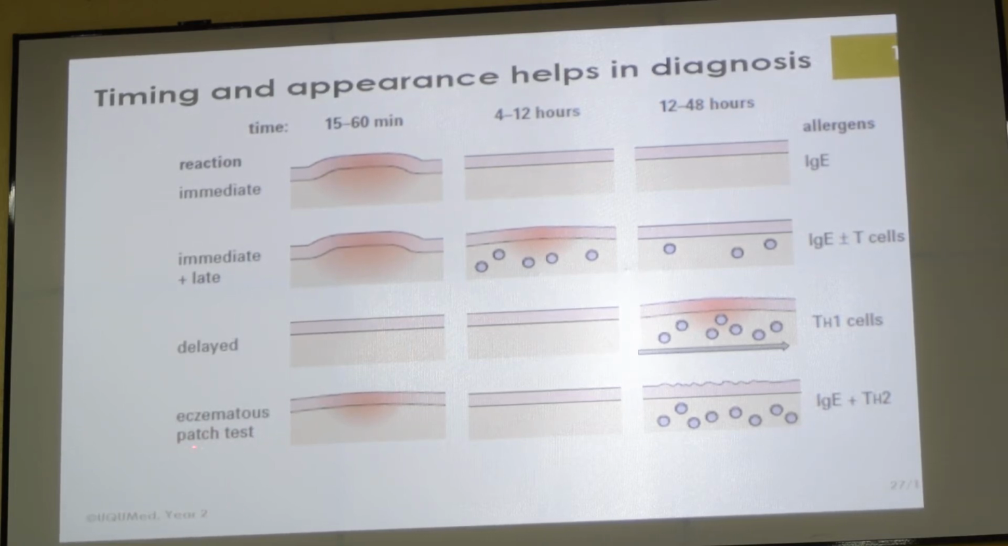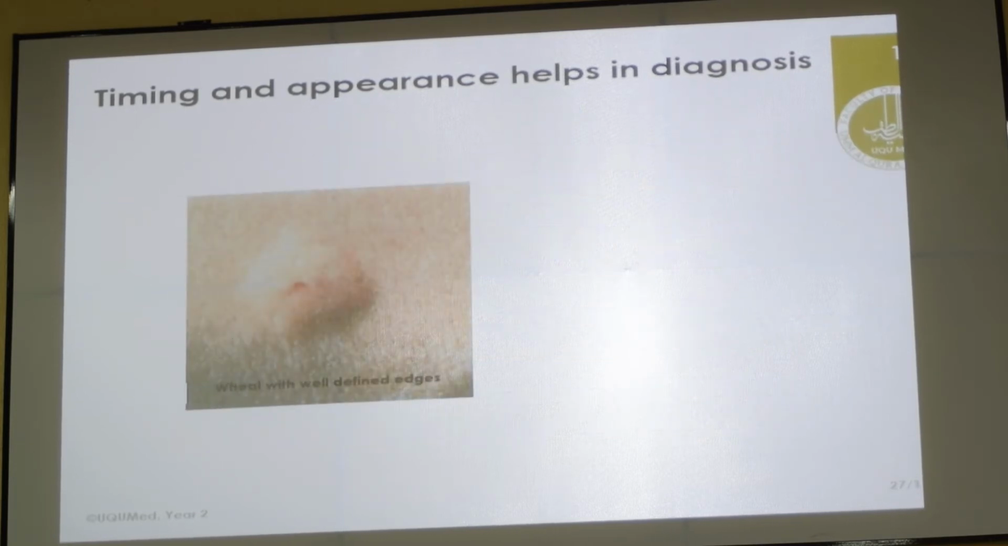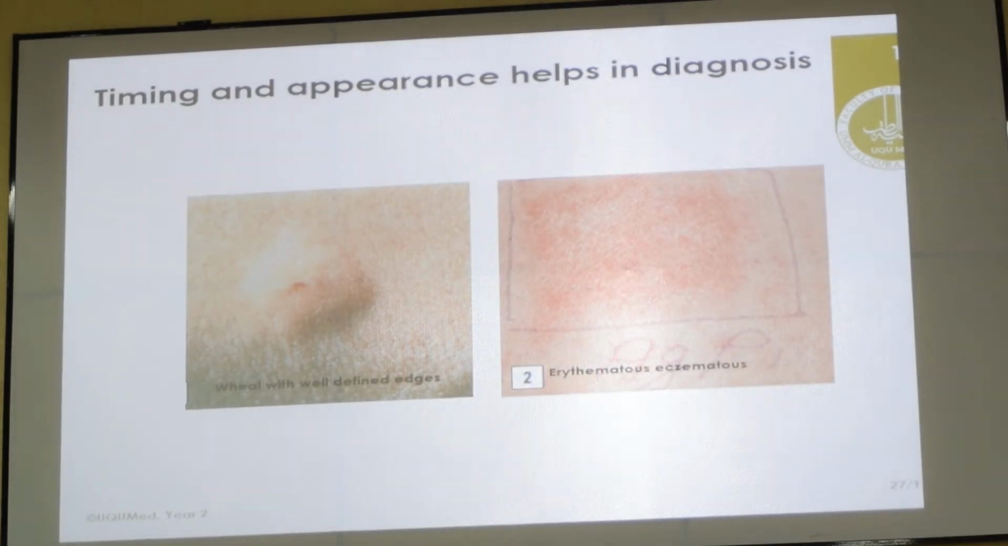This one, the eczematous patch test, just ignore this. It's not for you. And this is how it looks. So this is the wheal formation, which has well-defined edges, just a raised part because of the allergen, type 1 hypersensitivity. While this one, what is this?